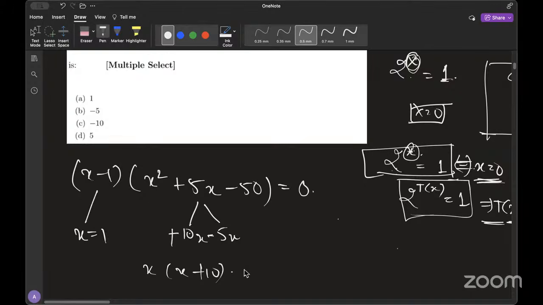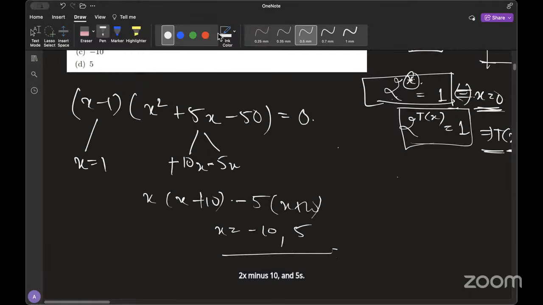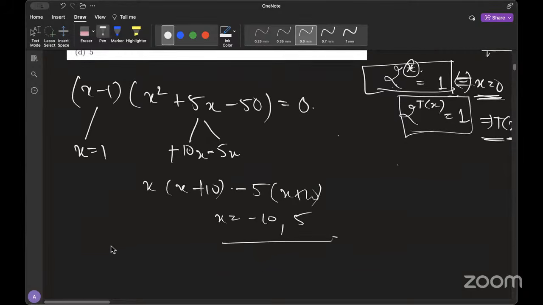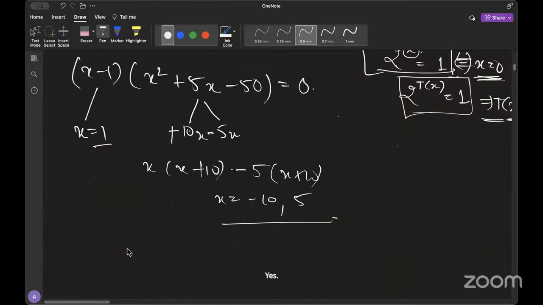You have minus 5x here, so this will be minus 5. It's x minus 10 and 5. So one root is 1. The other two roots, you can also use the quadratic formula. You don't have to do it by writing them every time. So these are the roots: 1, minus 10 and 5.